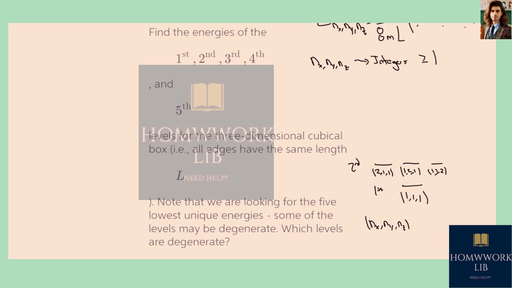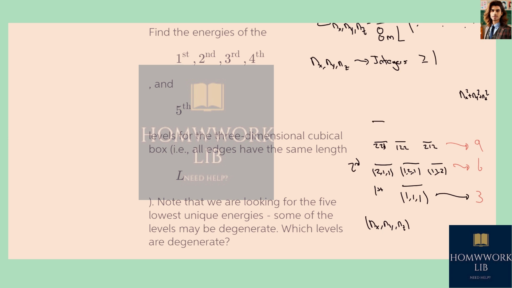Now we're going to consider the next possible arrangement, which would be 221, 122, and 212. Over here I'm going to put the value of nx squared plus ny squared plus nz squared. For the lowest energy, that combination is going to be equal to 3. Next up, this would be equal to 6. In this case, it would be equal to 9, and we're going to continue as follows.